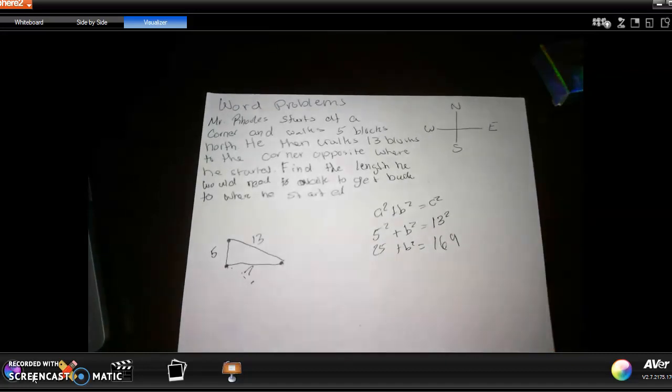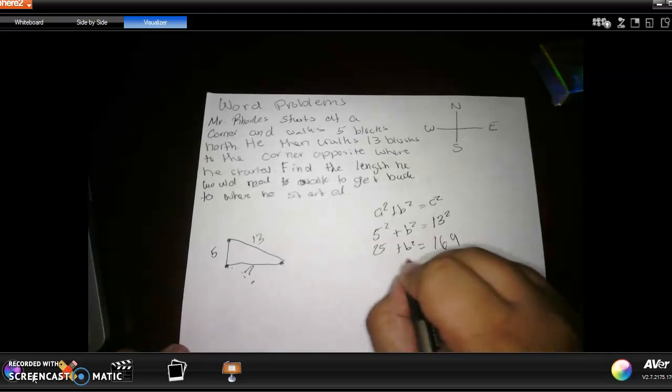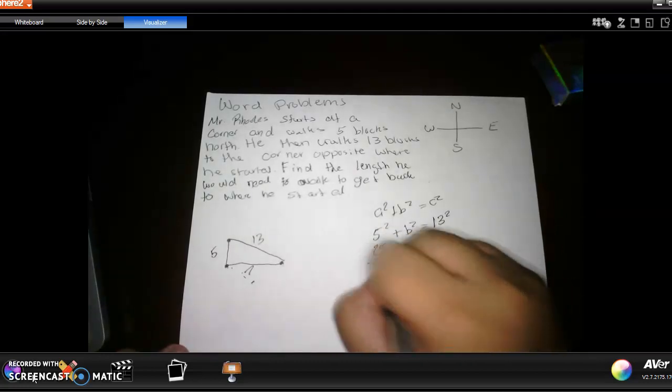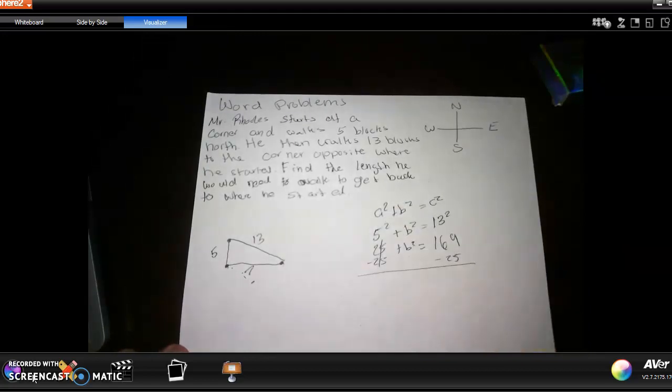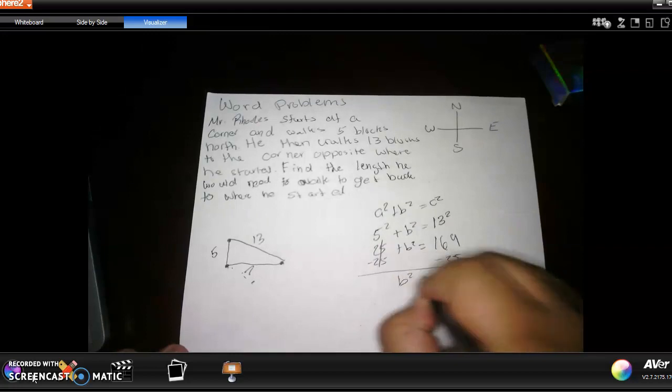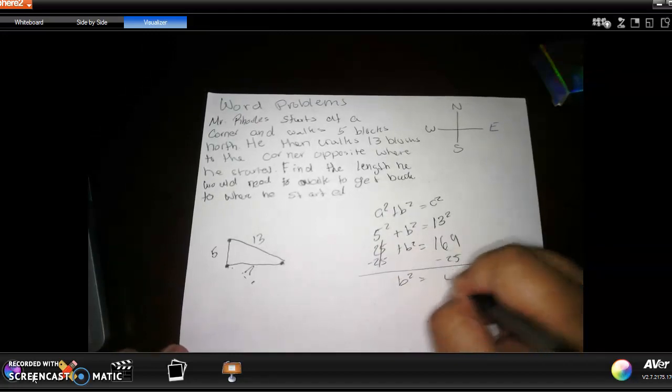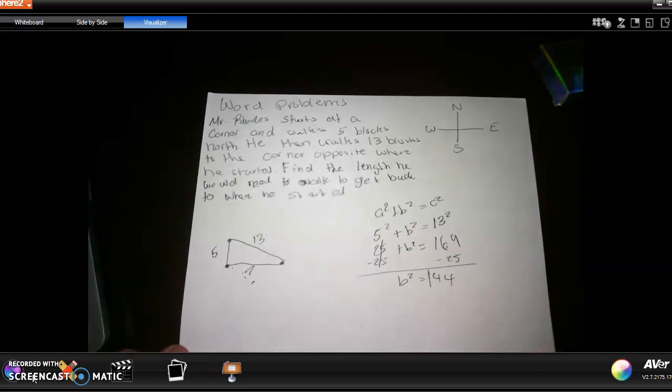Now, we want to subtract these from each other. So I want b squared alone, so I subtract 25 from both sides. 25 minus 25 is 0. b squared equals 169 minus 25: 9 minus 5 is 4, 6 minus 2 is 4. Bring down your 1 because you have that left over, 144.